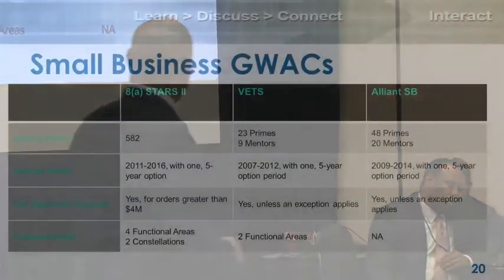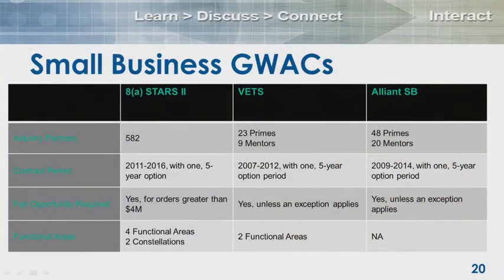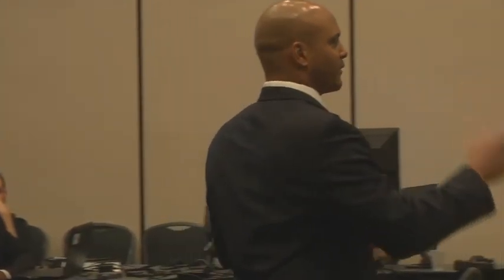Okay? The next row talks about the contract period. Each one of these GWACs on the screen had a 5-year base with one 5-year option. Okay? The 8A Stars is the only one we're still in the base period with. I should say 8A Stars 2. The VETs GWAC and the Alliance Small Business GWAC were both in the option period. I would like to tell you, although I'll use 8A Stars 2, for example, 2011 to 2016 with one 5-year option. So that to me says, well, this GWAC just goes to 2021. But I want you guys to know that's just the ordering period.